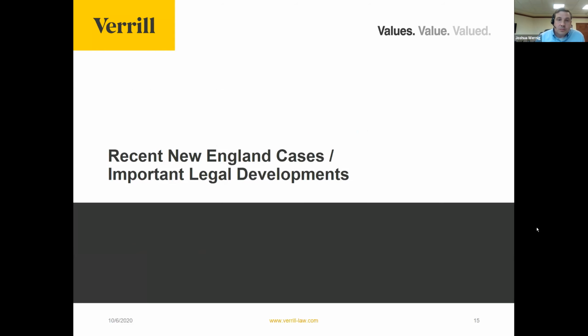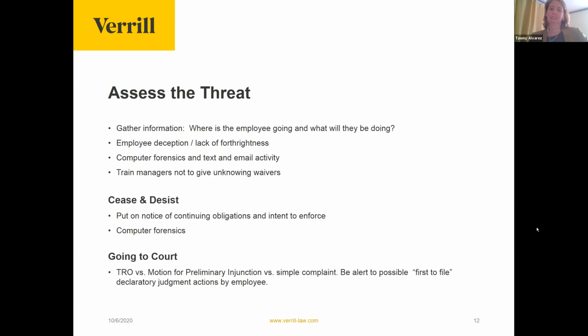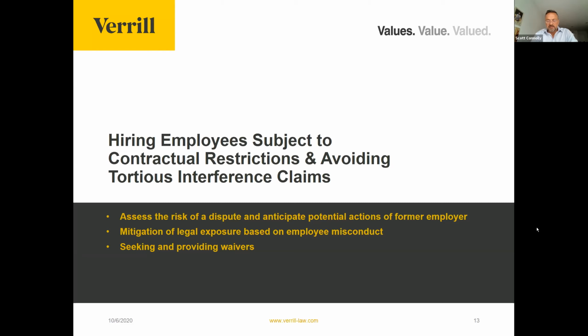Okay. I'm sorry, everyone. Let's change perspective now and think about these issues from the point of view of wanting to hire a key employee who's subject to a restrictive agreement.